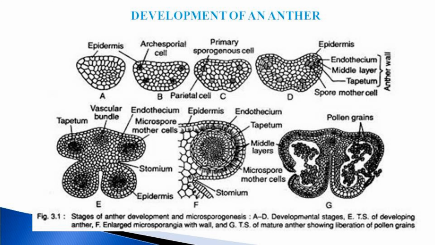These are the specialities of the primary sporogenous cells and primary parietal cell. Parietal cells will form the wall of the anther.